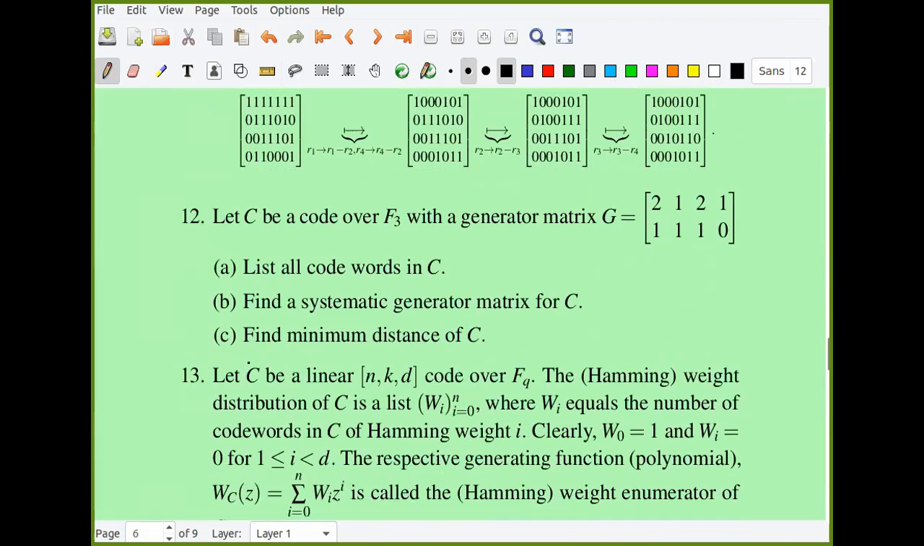So the question here is: consider a linear code over F3 with generator matrix as given. List all code words in C. Can you do it fast? How do you do it? Mehak, can you tell me how you get all the code words in C?